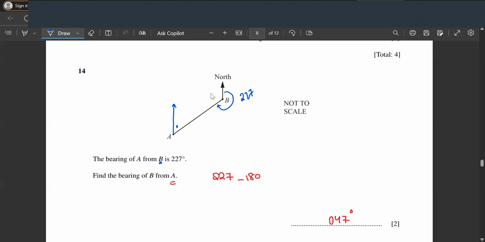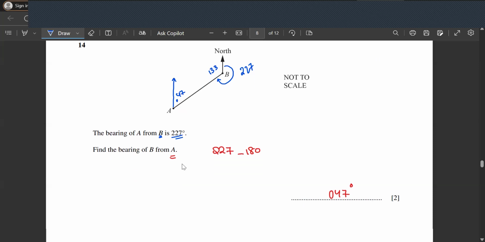I will get this as 133. Then subtract: 180 minus 133, you get 47. You got it? So if the given number here is greater than 180, subtract 180. If it is smaller than 180, add 180. Easy squeezy. Okay.